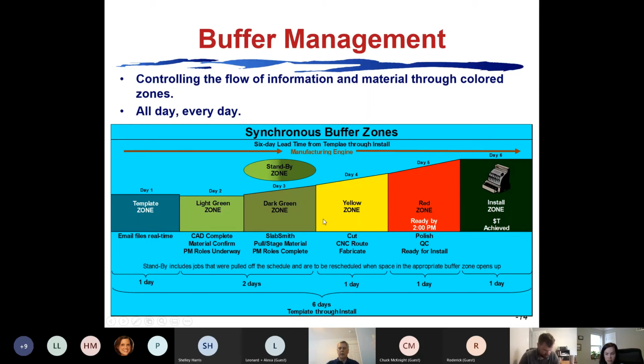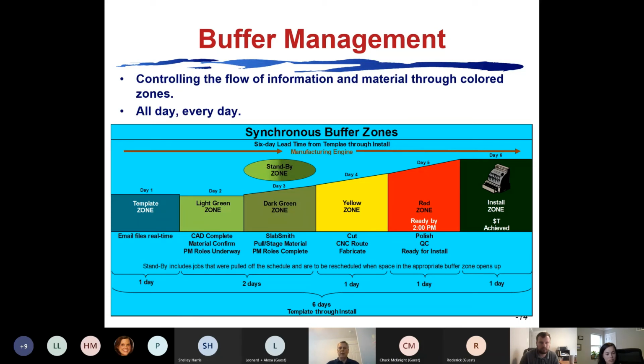We manage each of those zones every day. The flow is left to right. We manage them right to left because we're looking at the most critical points first. Any callbacks from the day before is first. Next is the red zone. That would be jobs for tomorrow. Next is the yellow zone. That would be jobs for Friday in this case. And then it moves backward to the left.